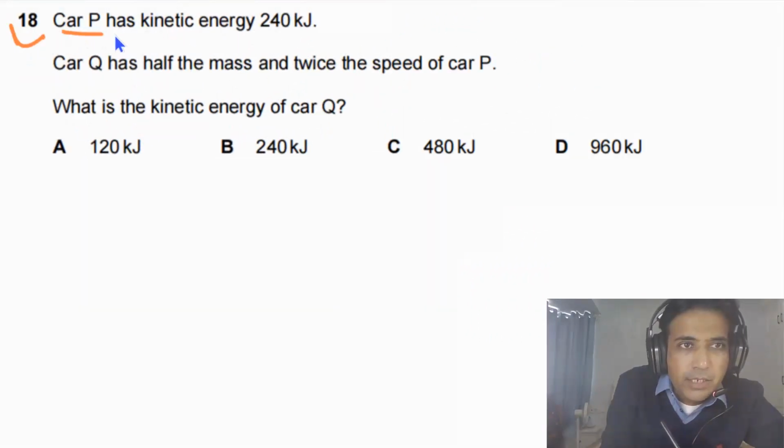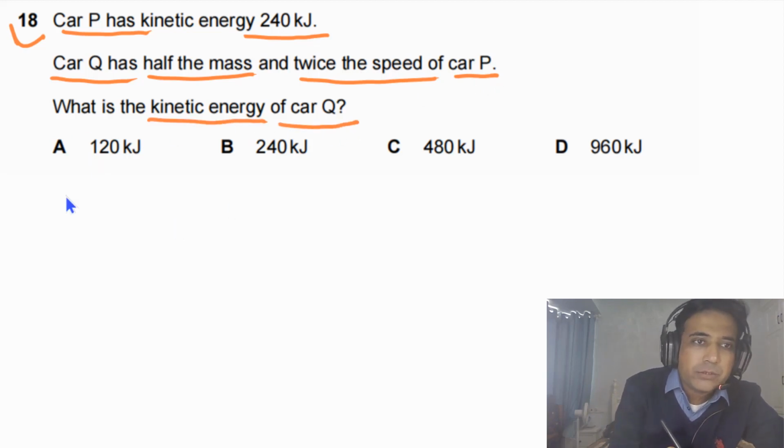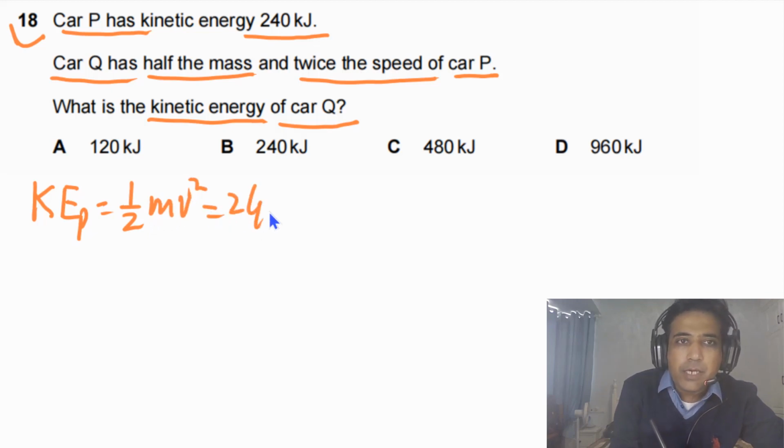Question 18 says car P has kinetic energy of 240 kilojoules. Car Q has half the mass and twice the speed of car P. What is the kinetic energy of car Q? So the best way to answer this question, first of all, we can say kinetic energy of car P is equal to 1/2 mv square, and this is equal to 240 kilojoules.